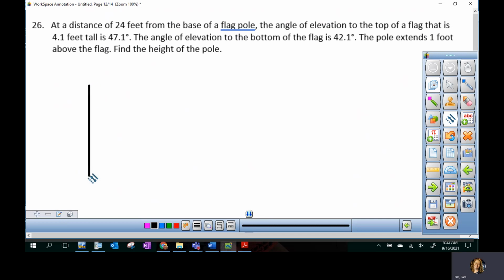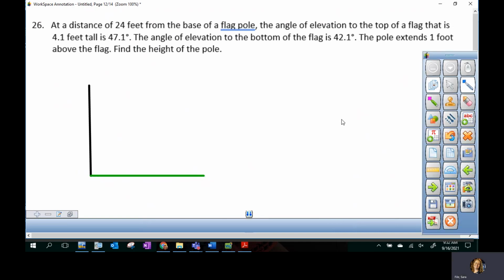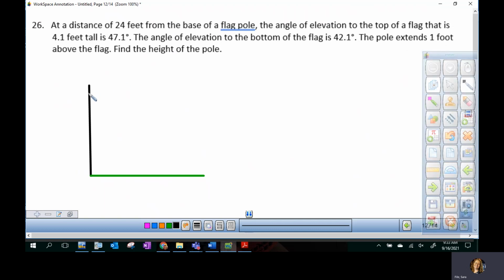I'm going to sketch us a picture. It's going to be beautiful. Okay, we have the ground. I'll make it green, it's grass. So on the flagpole, there is a flag that is 4.1 feet tall. And it says that the pole extends 1 foot above the flag. So the top of the pole here is 1 foot above where the flag goes. So here's the flag flying on the pole, and the pole goes up a little bit above the flag. Is everybody okay with that?